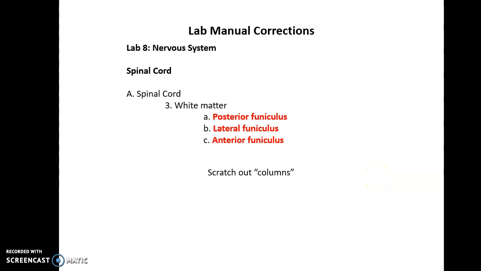All right, Lab 8 is on the nervous system. This is the lecture for Lab 8. For those of you who have the lab manual, some changes. We're going to say posterior funiculus, lateral funiculus, and anterior funiculus. This matches what's in the textbook. Scratch out the word columns.